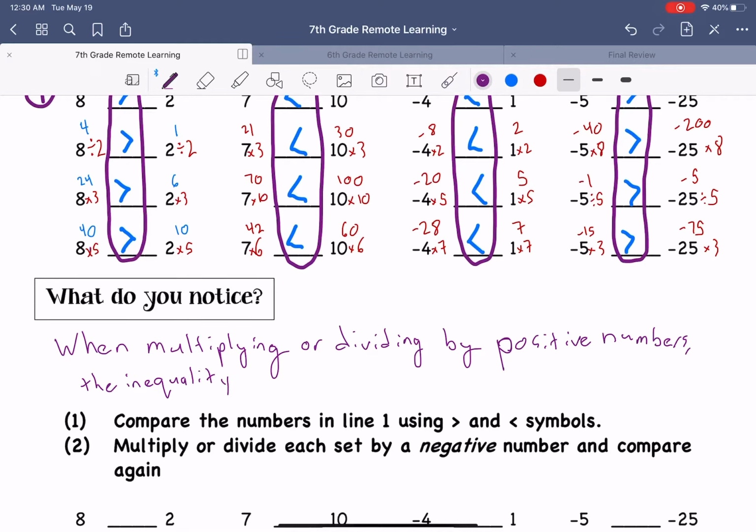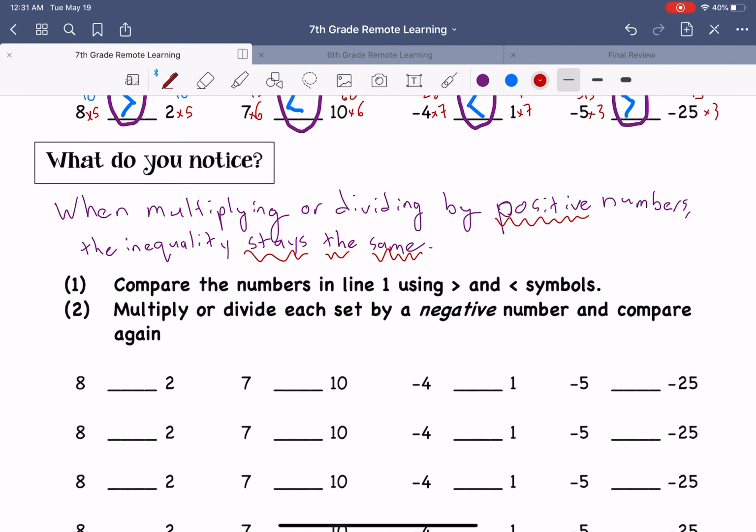The inequality stays the same. Okay, so let's highlight some important parts. So when we multiply or divide by positive numbers, it stays the same.